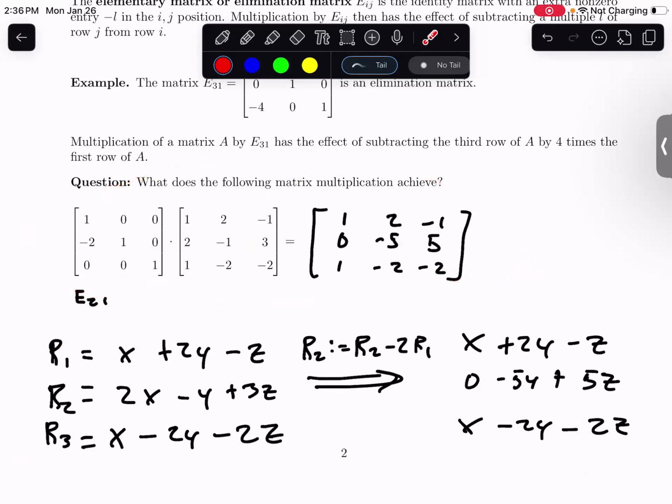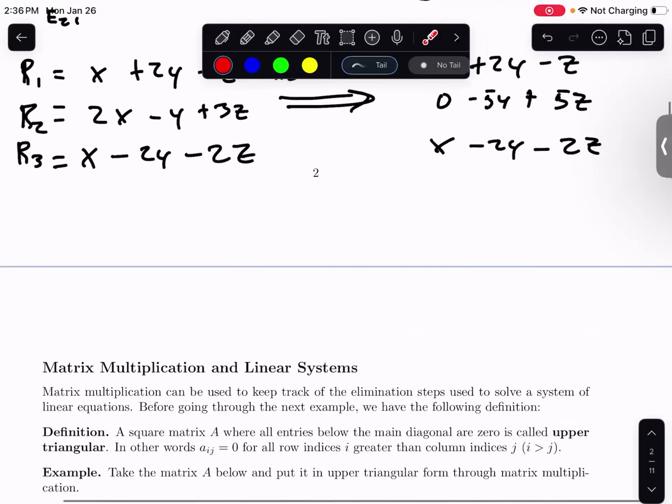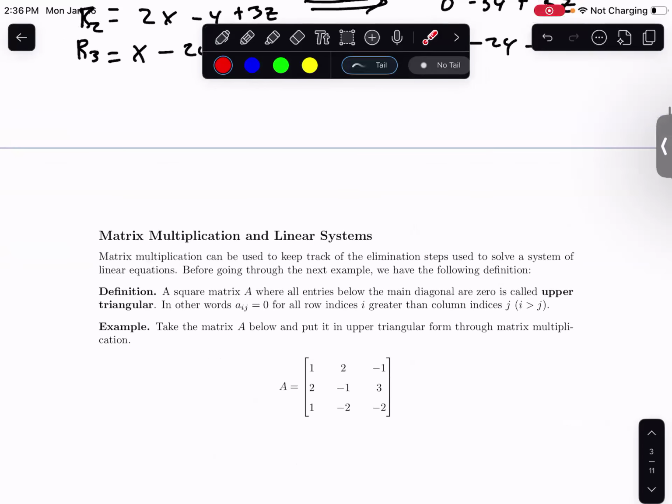It's just a matter of knowing this -2 kind of corresponds to this -2 right here. So we'll see more examples. Actually, we're going to put this in upper triangular form in the next example. But I want to say a little bit more now. So this matrix multiplication, what we just saw, can be used to keep track of the elimination steps used to solve a system of linear equations.